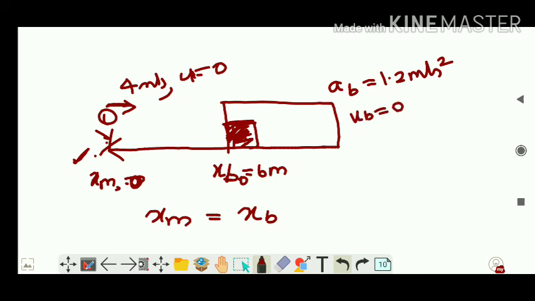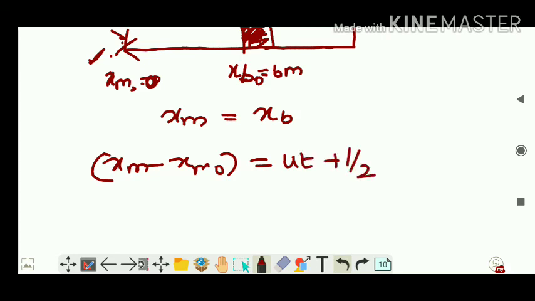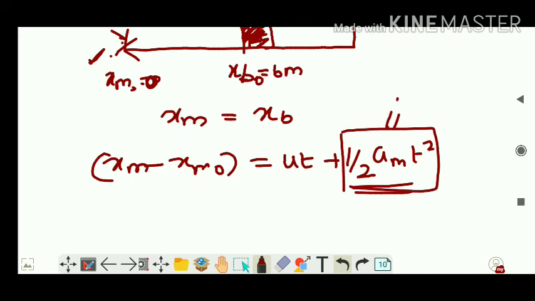This is also rest, right? Now let's write the equation of motion of our person, that is the man. Final position minus initial position is equal to initial velocity of the man into time plus half into acceleration of the man into t square. Now the man is moving with constant velocity, right? So his acceleration becomes 0, so this term becomes 0. The velocity of the man is 4 meter per second.